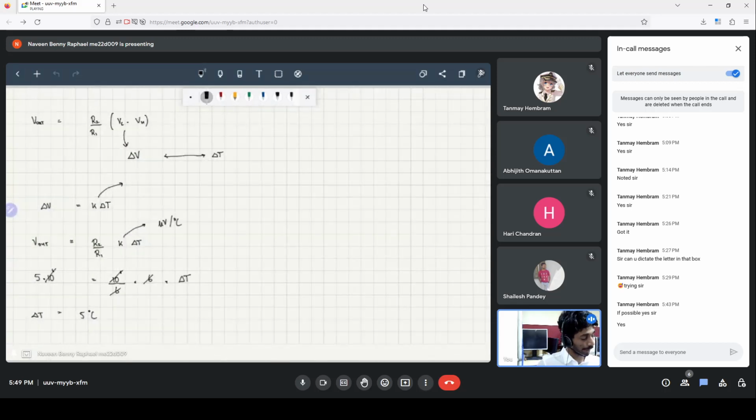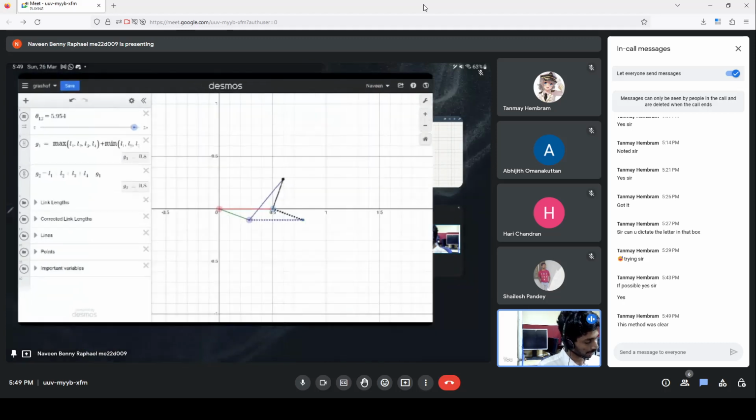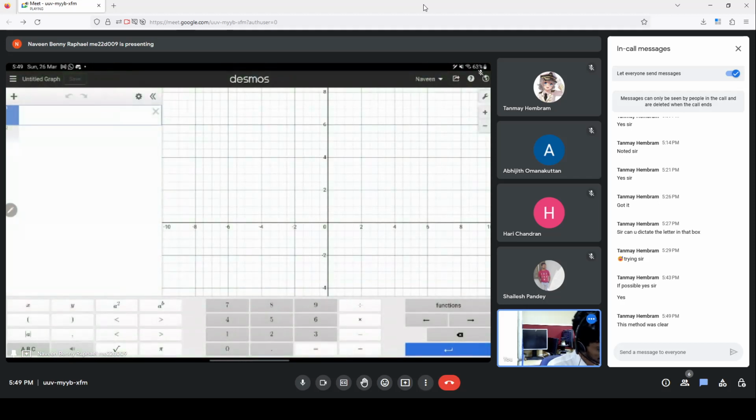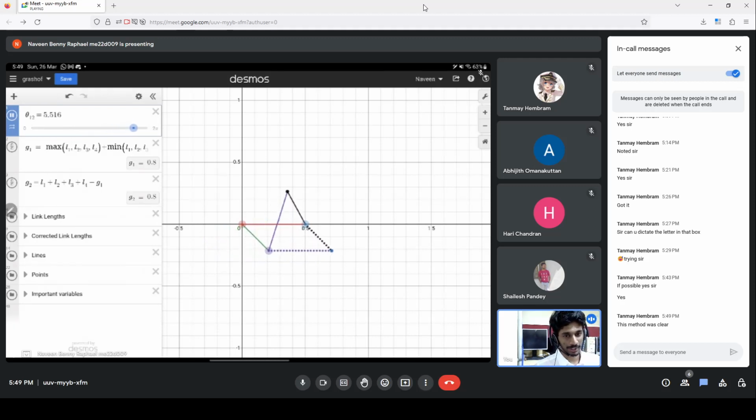Yeah, I think the next part is about binary digits. But before we go about that, last week we talked a little bit about 4-bar linkages and Grashof's mechanism. In the previous animation, I was not able to show the double rocker condition. Sorry, the double crank condition.